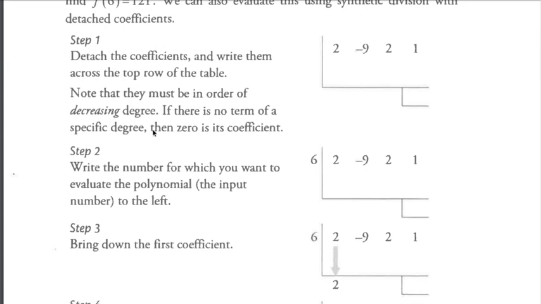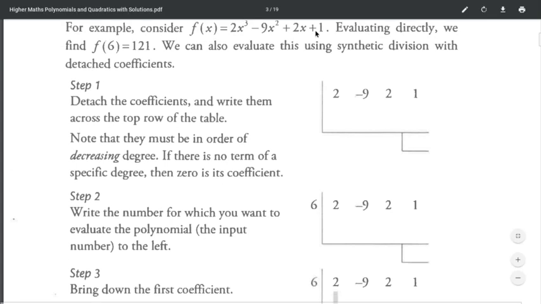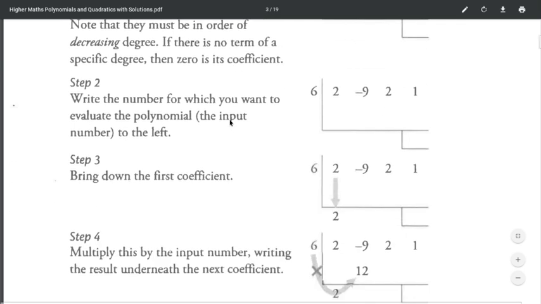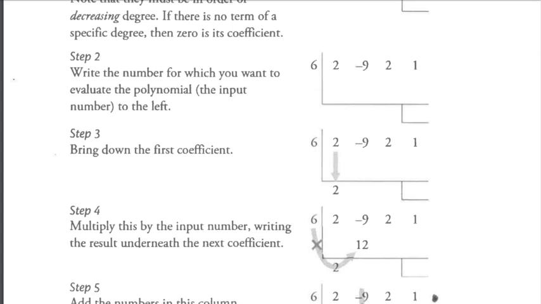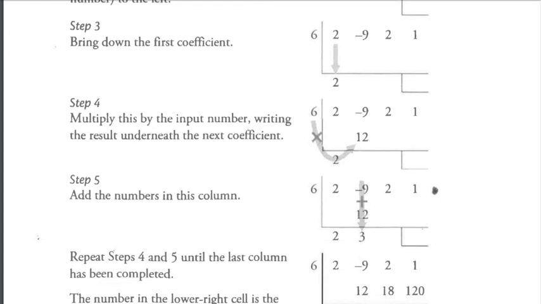If there's no term for a specific degree, then 0 is its coefficient. So say we just had 2x cubed plus 2x plus 1 here, we would have to write 2, 0, 2, 1. Right, next step, write the number for which you want to evaluate the polynomial. So we're finding f of 6, so we'll put the 6 at the front here. And then we're going to do a repetitive step coming up here.